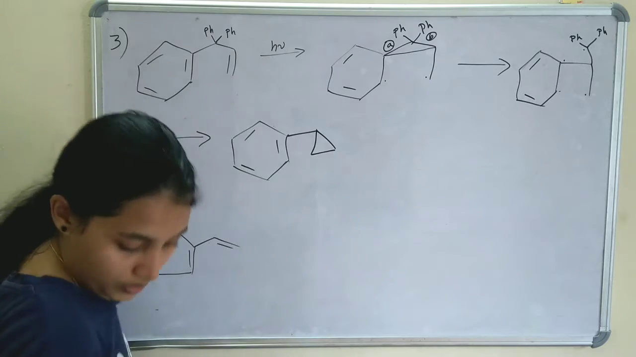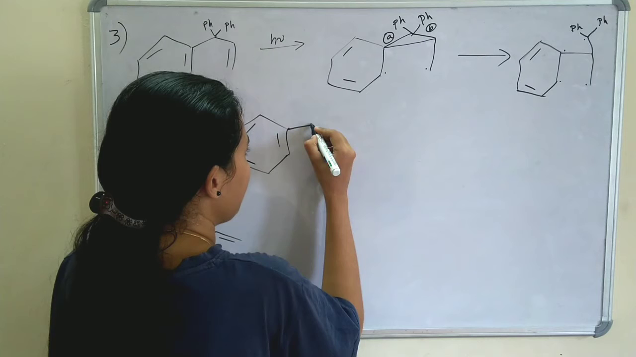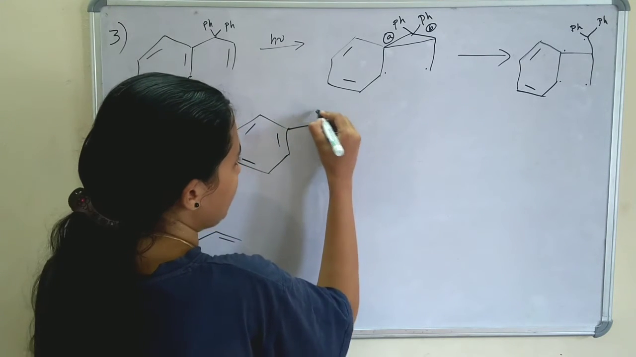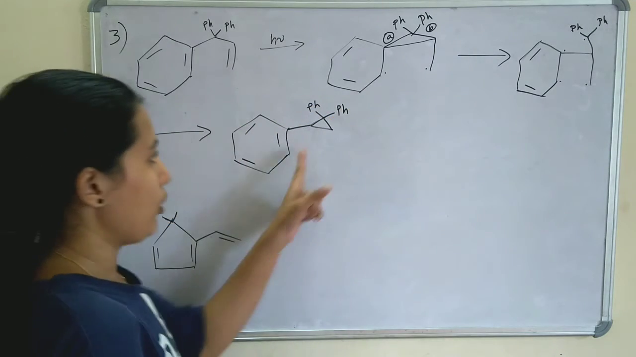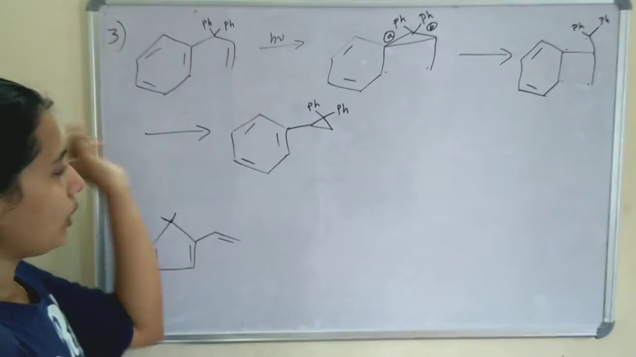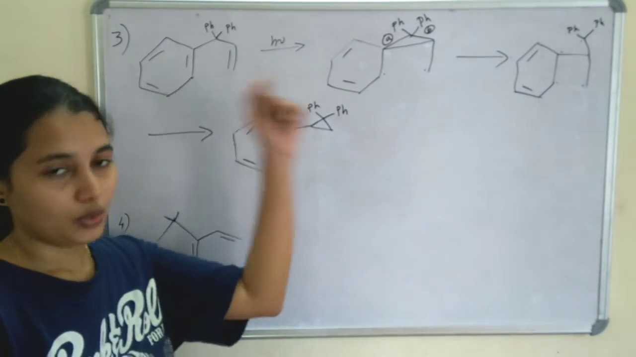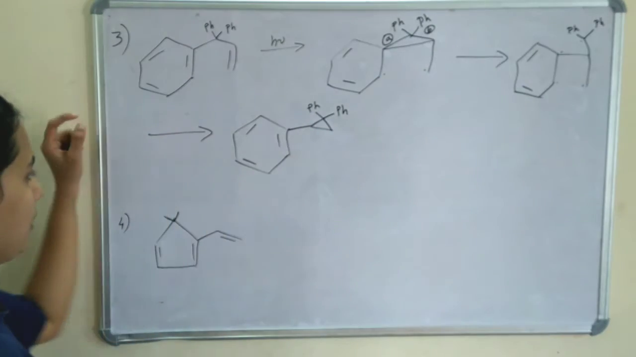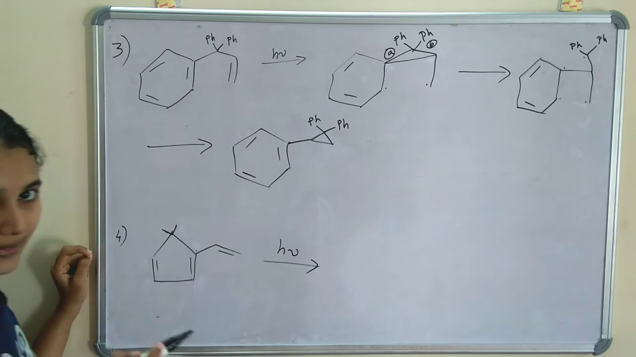So we can form a cyclopropane ring. Now Ph, 2 Ph is present in the cyclopropane ring. So this is the product we are getting from the third example. So first you have to identify the 1,4-diene, then homolytically cleave, then do another cleavage by looking into the stability of the 1,5 radical.